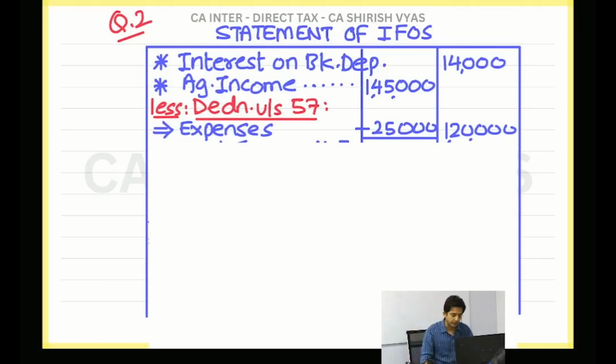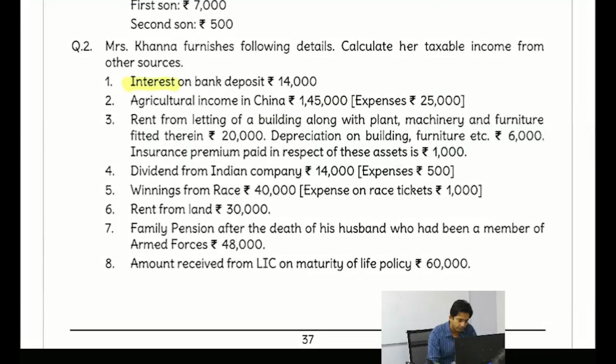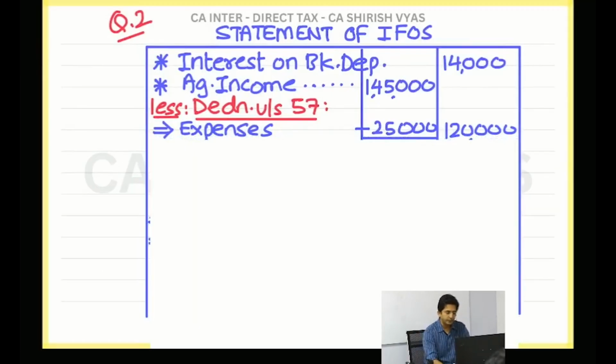So, less deduction under section 57. Look in the question, what was the amount? Income was 1,45,000 in the inner column, and then less expenses 25,000. Many students just casually write minus expense. You have to formally write deduction under section 57. So in the outer column, how much do you get? 1,20,000.